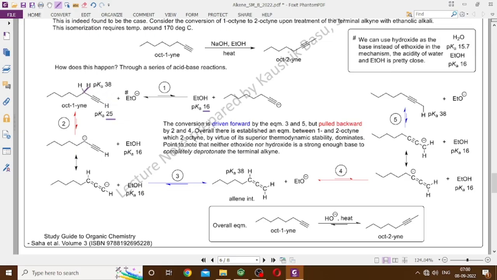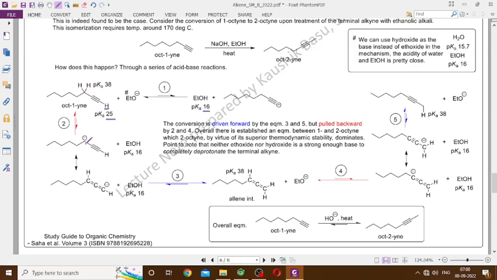But because it is not a terminal proton of the alkyne, the pKa value is only 38. This is like 10 to the power 13 times more acidic, so most of the time this will be deprotonated. But as we are using ethoxide, this alkyne is never completely deprotonated. It is deprotonated to some extent in this way, or to a lesser extent in that way. So this hydrogen can also be abstracted.